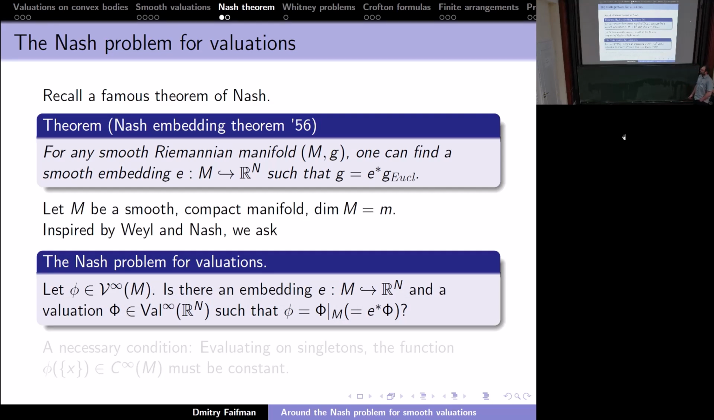So here's the question. We start with a smooth evaluation on a manifold. We defined it already, this object. Can we find an embedding into some linear space and a translation-invariant smooth evaluation capital Phi on that space, such that the given evaluation is the restriction of the translation-invariant evaluation?